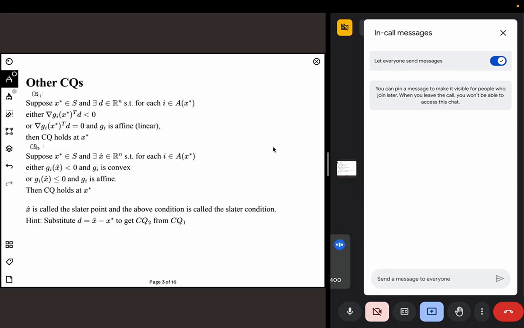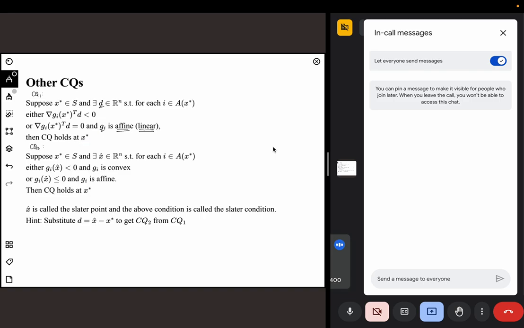Yeah. So coming to CQ1, in addition to linear independence, there is another way of saying it. Let's say you have the same problem where x star belongs to S, and a vector D exists in Rn such that for only the active set, one of these is satisfied: either grad G times D is less than 0, or it is equal to 0 and G is affine. By affine, we mean that the linear combination of them should also be in the same line. So affine is essentially linear. If Gi is just linear, with no nonlinear equations, then the constraint qualification holds.